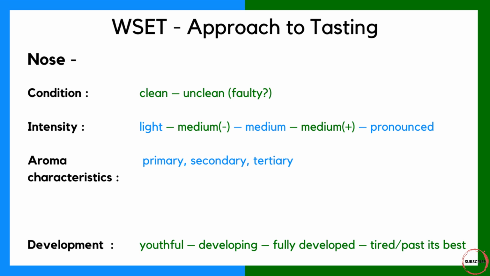Now, your aroma characteristics isn't going to be any different. You still need to have the ability to call out primary, secondary and tertiary aromas. But you're going to start to be thinking about the development of the wine as well, just based on what you're getting from the nose. So you might want to comment whether the wine is a youthful wine, whether it's developing, whether you feel it's fully developed, or whether it's tired and actually past its best. So you can see there is a marked step up from level 2 into level 3.